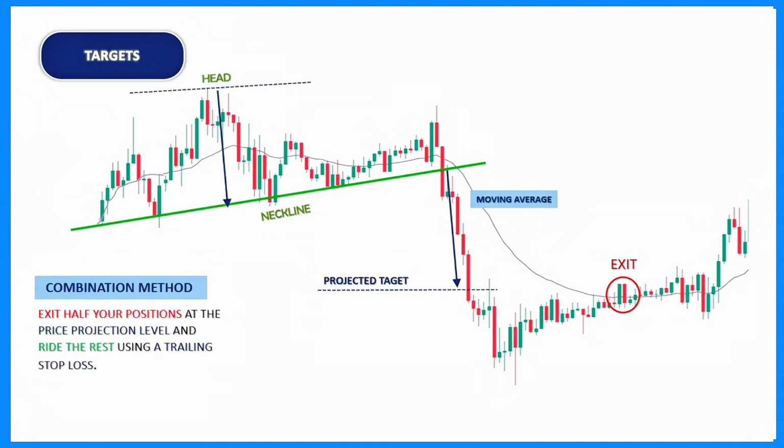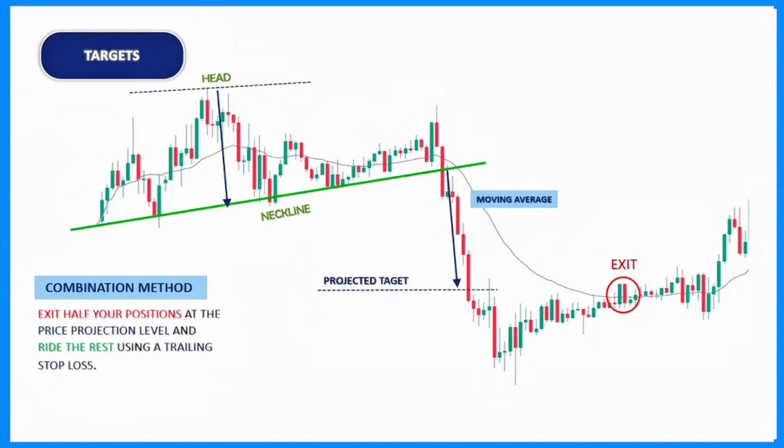Finally, you can use a combination of both methods. Here's how. Take partial profits, maybe 50%, at the price projection level, and let the remaining position run by using a trailing stop loss. This way, you lock in solid profits while still giving your trade room to capture bigger market moves without falling victim to sudden reversals.